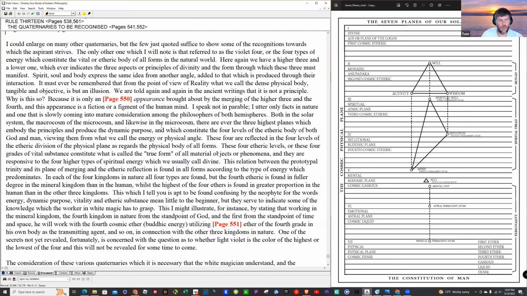It must ever be remembered that form, from the point of view of reality, what we call the dense physical body, tangible and objective, is but an illusion. We are told again and again in the ancient writings that it is not a principle. Why is this so? Because it is only an appearance brought about by the merging of the higher three and the fourth. This appearance is a fiction or a figment of the human mind. I speak not in parable. Utterly.